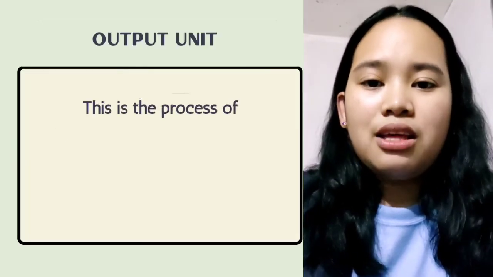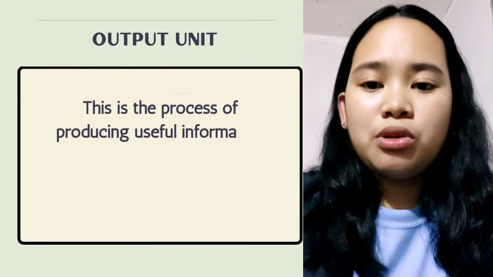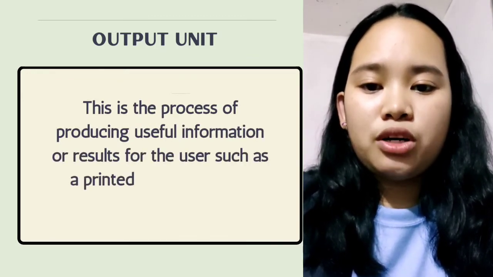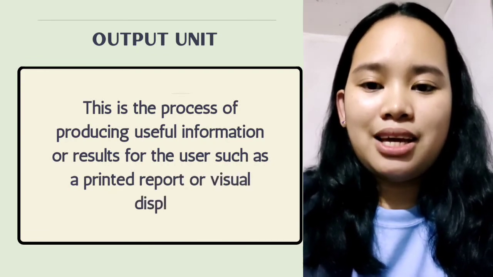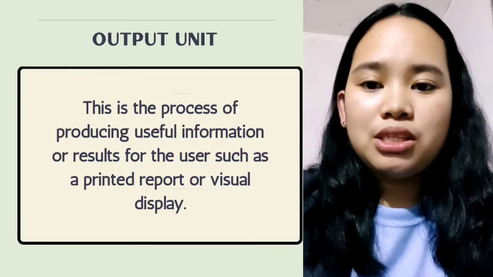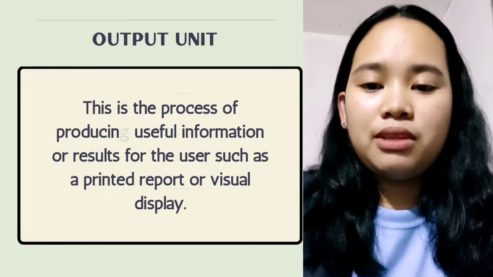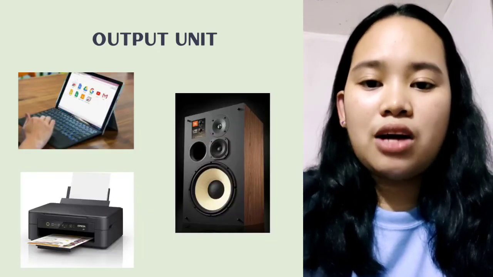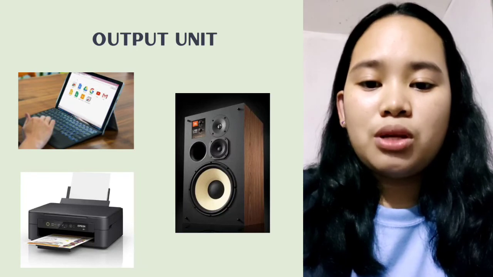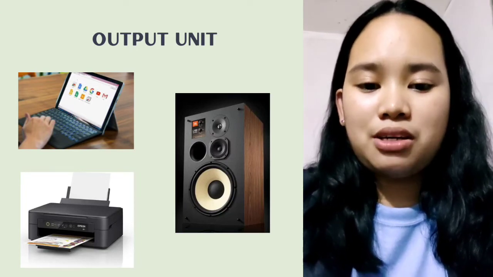Output unit. This is the process of producing useful information or results for the user, such as a printed report or a visual display. It is the display or output of resources after they have been processed. Output is the exact opposite of the input. The output is the function that allows a computer to display information from the system for the user. This can be accomplished through the monitor, printer, and speaker.